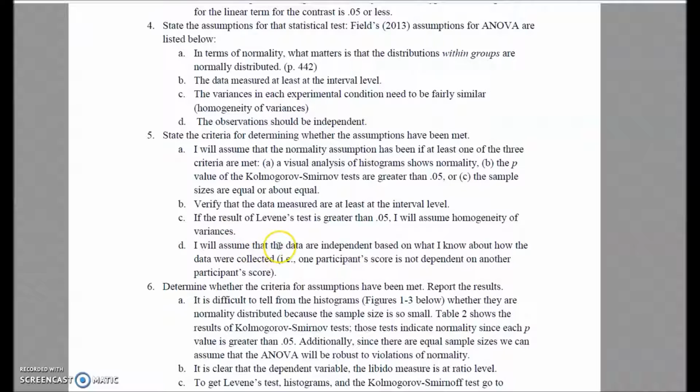Now, the last one is to see whether the observations are independent. I assume that the data are independent because one participant's score is not dependent on another participant's score. So it is again verified that they are independent of each other. So all four assumptions that we have are satisfied.